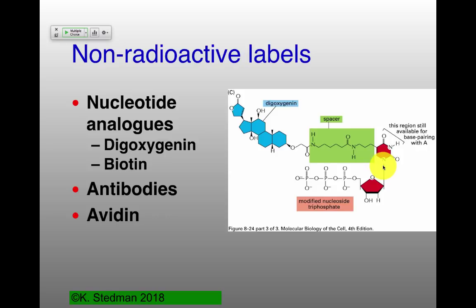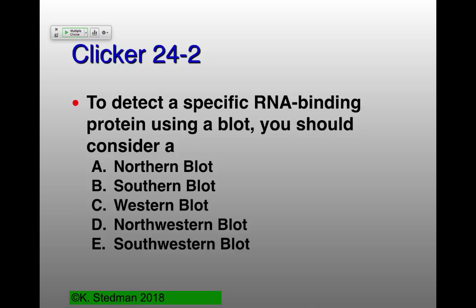We ready to think, click, talk, click? Yes? I know, it's way too many things to do here. So to detect a specific RNA-binding protein using a blot, you should consider A, northern, southern, western, northwestern, southwestern.